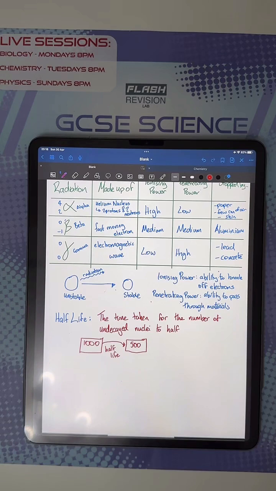So is this definition wrong? The average time taken for a radioactive isotope to half. I would say the mass. You can say the mass of a radioactive isotope to half, or you can say the number of undecayed nuclei, or you can say the count rate to half. But don't just say the time taken for a radioactive isotope to half, because the question is, what about it is halving?